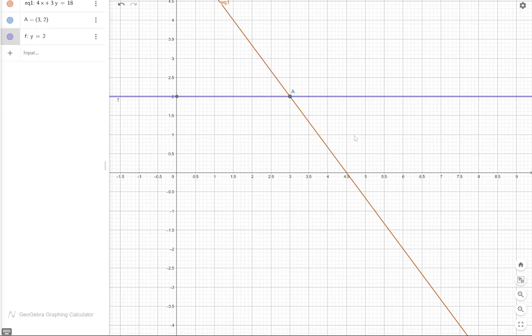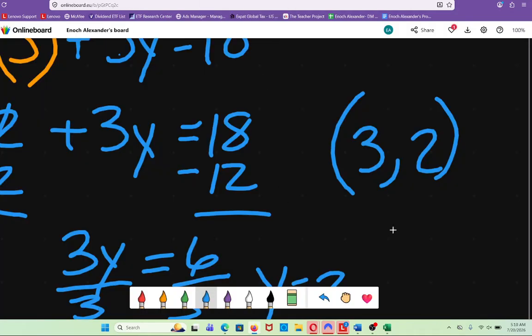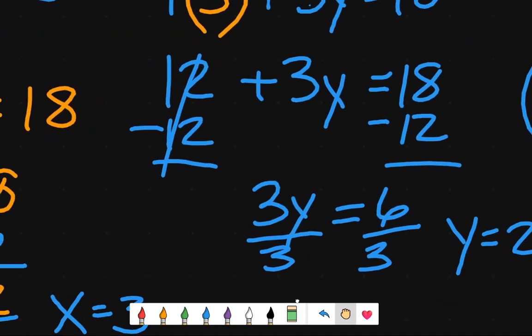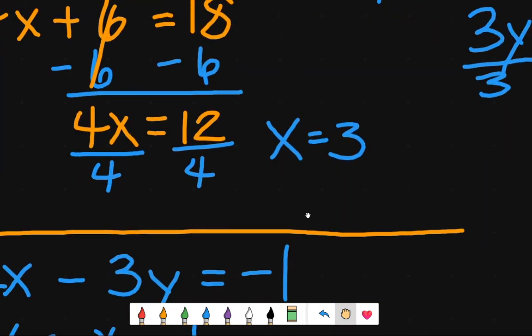Okay, now let's try one more. And this system of equations this time, we will have to do a little bit extra work with this one because it's just not y is equal to some number, just like in this equation. Y is just not equal to 2.